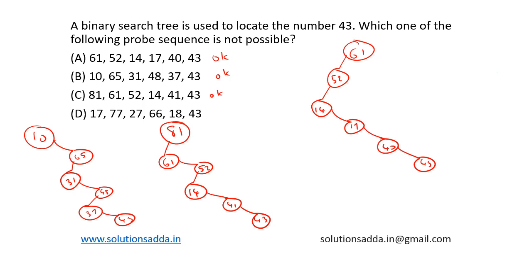Let's next see the last one. We have 17. 17 is less than 43, so we should move to the right. We have 77. It is okay. 77 is greater than 43, so we should move to the left. We have 27. Now 27 is less than 43, so we should move to the right. So we have 66. 66 is greater than 43, so we should move to the left. But we are moving to the right here. So this is not possible. This condition is violated. As a result, option D is the correct answer.